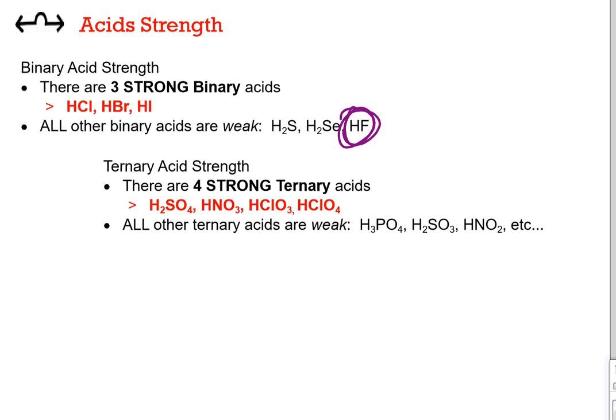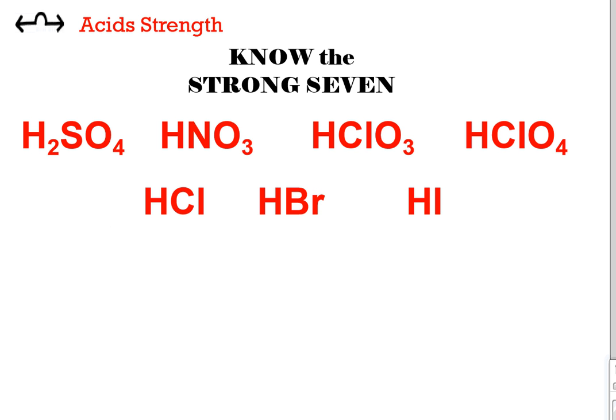There are four ternary or oxoacids to memorize that are strong: sulfuric, nitric, chloric, and perchloric. Any other ternary or oxoacid is going to be weak. Know the strong seven.